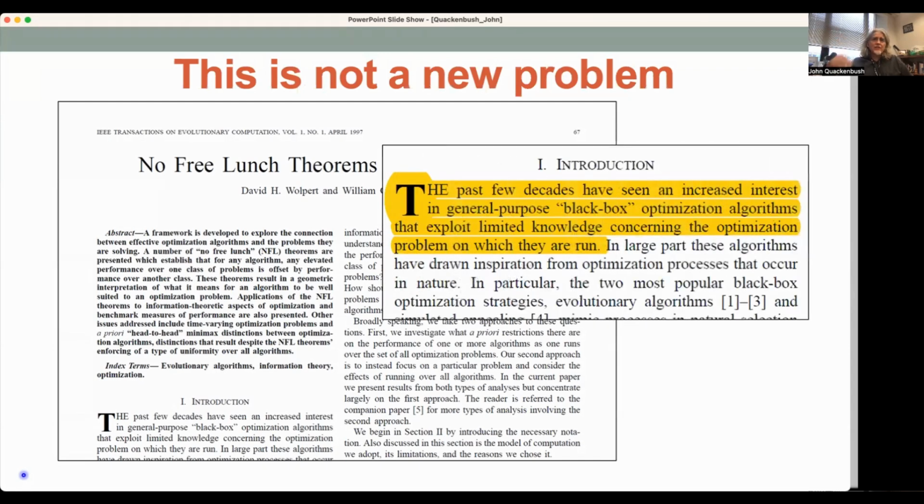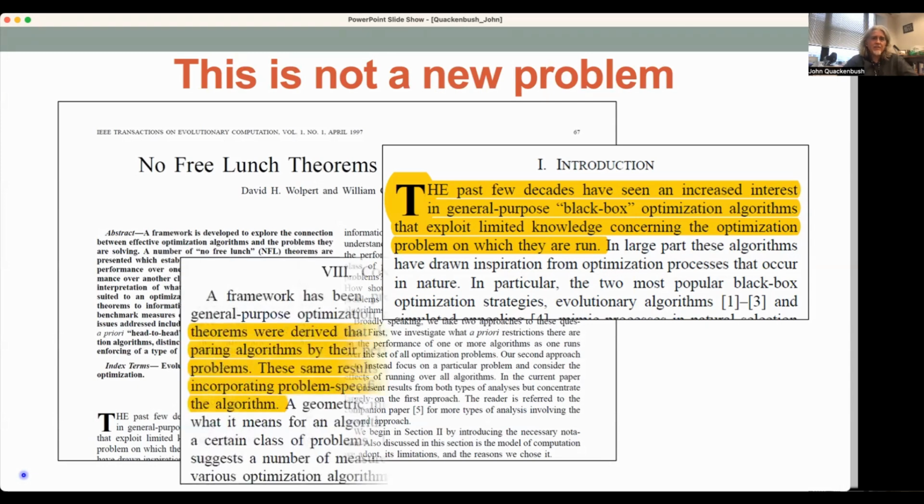And if you read the first sentence in the introduction, it really sounds like an indictment of almost every single machine learning paper I've read for the last 10 or 15 years, right? The past few decades have seen an increased interest in general purpose black box optimization algorithms that exploit limited knowledge concerning the optimization problem on which they're run, right? We take a big machine learning algorithm, we take that linear algebra machine, we feed in all of our data, and truth pops out. And that's not really a practical way to employ these systems.